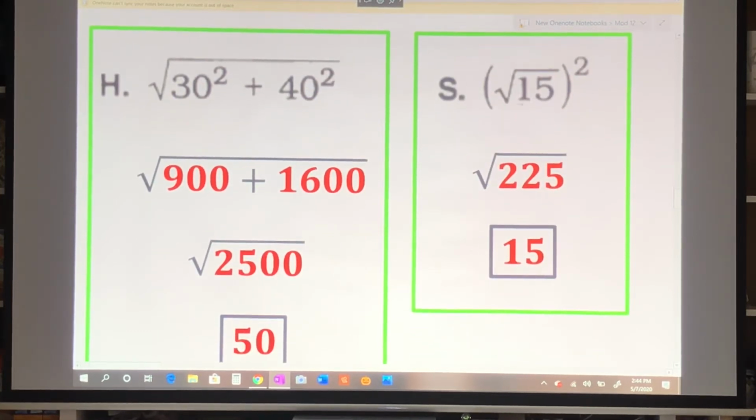No matter how they write this up, if you're squaring the square root of 15 and you're taking the square root, you're going to end up with the number you started with. You could square it and then take the square root of it and you still get 15. But when you take the square root of a number and then you square it, you end up with what you started with.